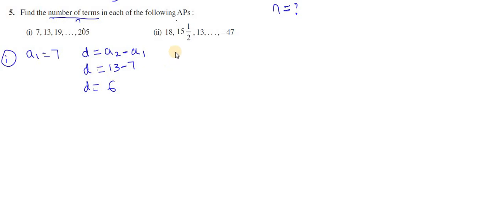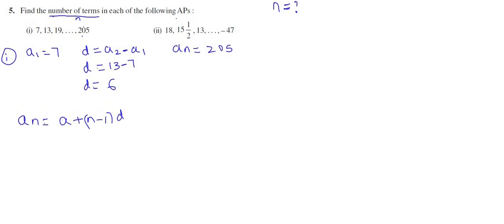Okay, and also what they have given? They gave here an, an is equal to 205. So the last term they gave is 205. an is the last term or nth term. So we need to find n. So it is very easy. Therefore an is equal to a plus n minus 1 into d. Okay, an is equal to a plus n minus 1 into d.